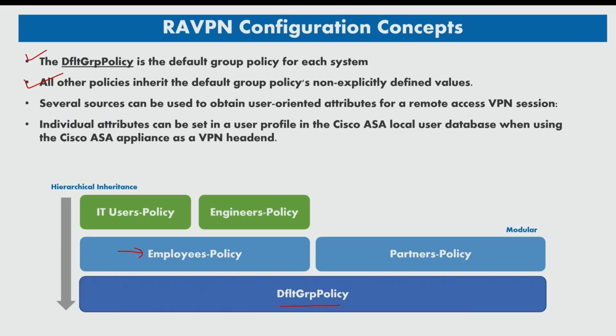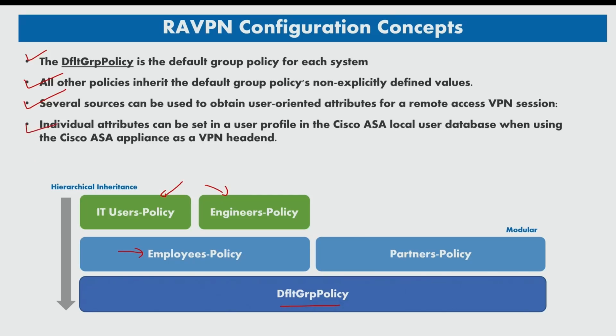The employee policy, for example, specifies some employee-specific settings and inherits all non-defined settings from the default group policy. If specific settings are required for specific users, such as IT or the engineer's policy right here, you can create additional group policies that only contain those settings and inherit the rest from the parent policy. Several resources can be used to obtain user-oriented attributes for a remote access VPN session.